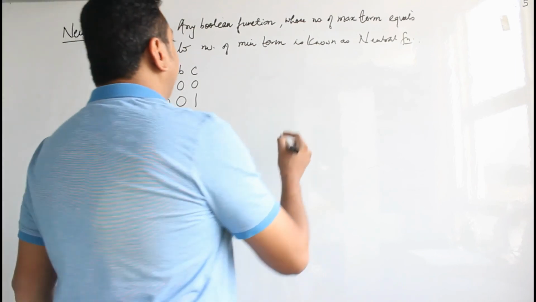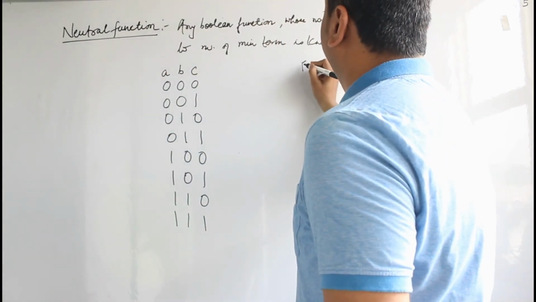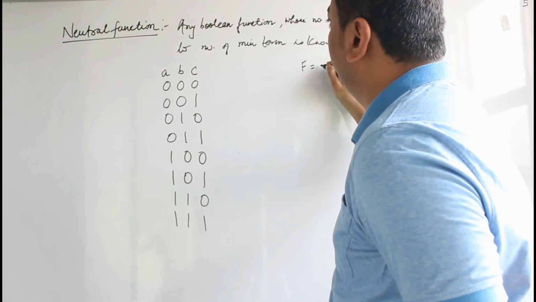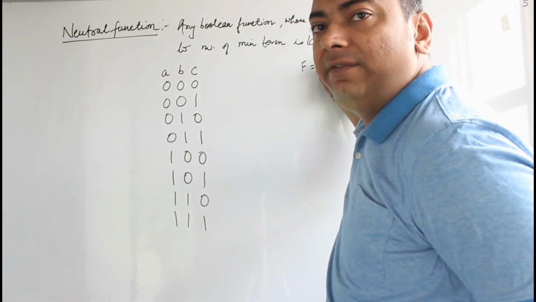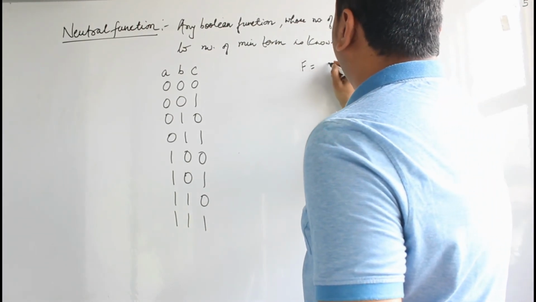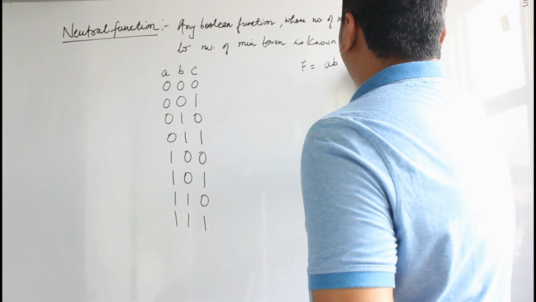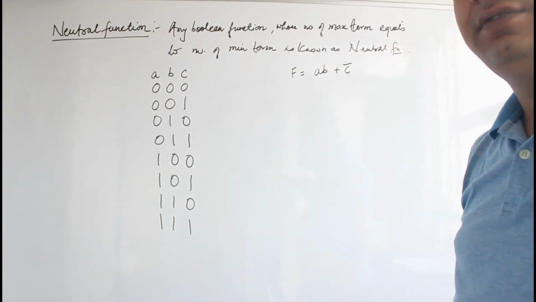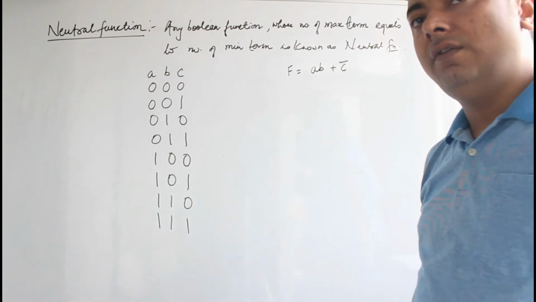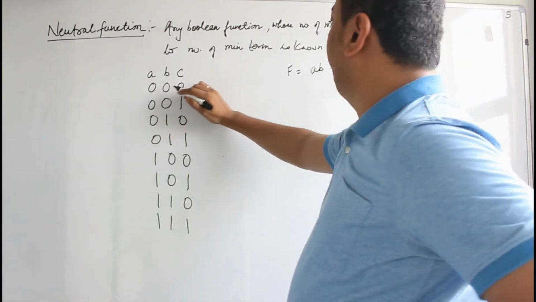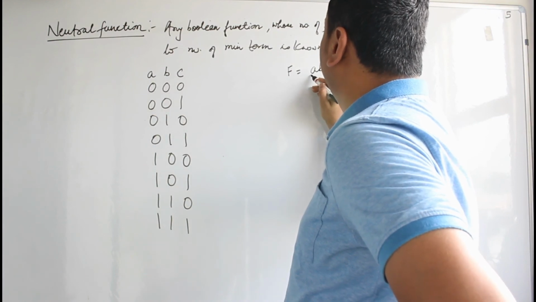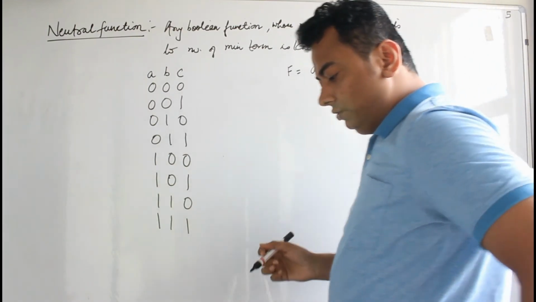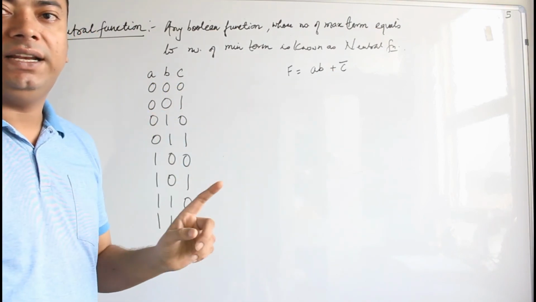Now I have a function f. First of all, the question could be to check whether this function is neutral or not. So f equals AB plus C bar. How will we check whether it is neutral or not? The outcome of this function should have an equal number of ones and an equal number of zeros.